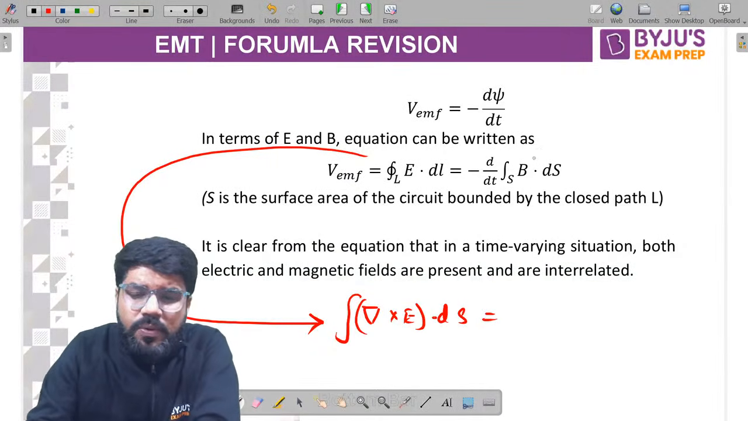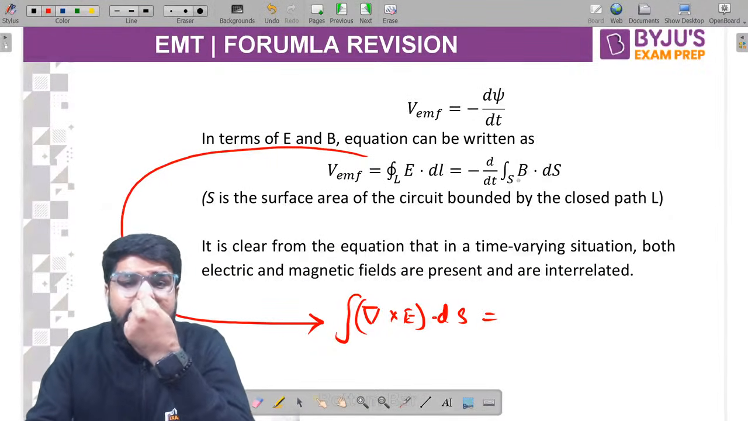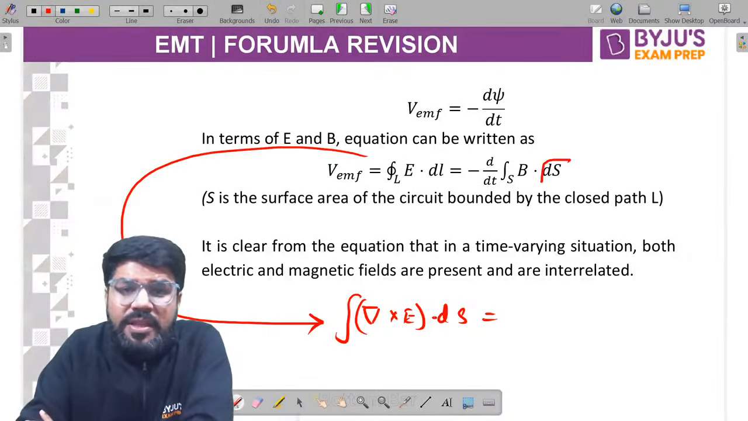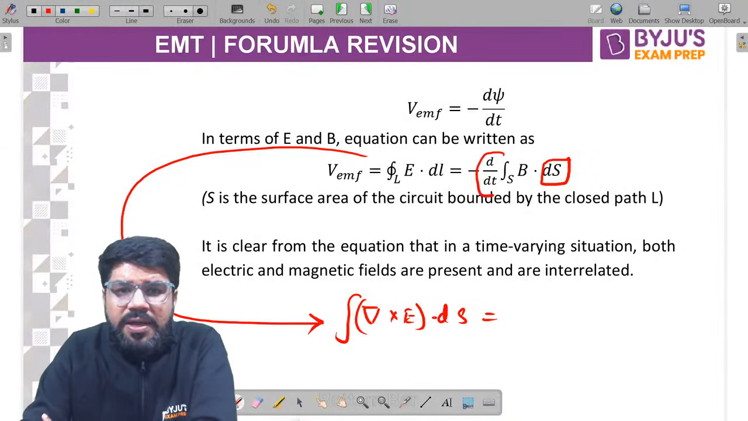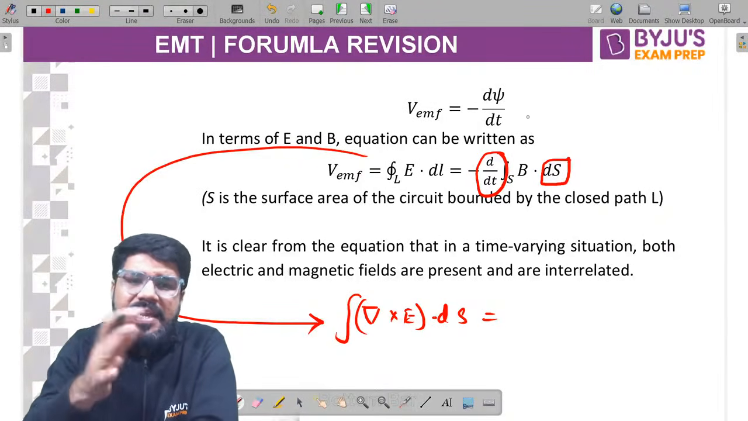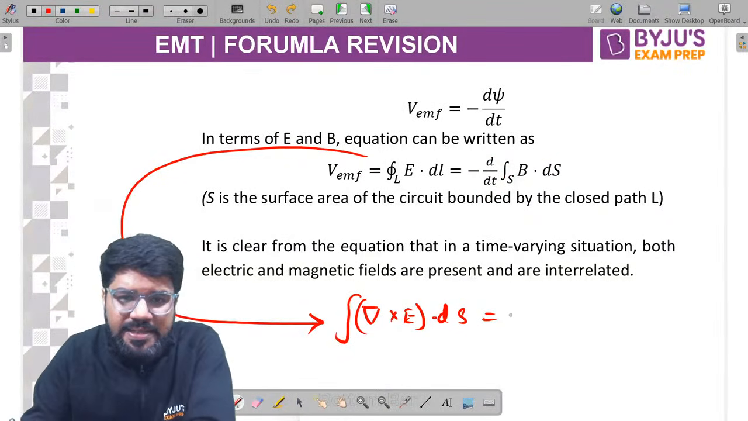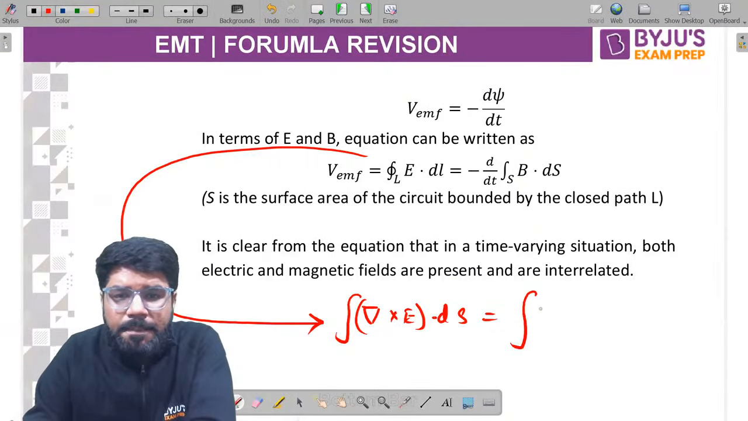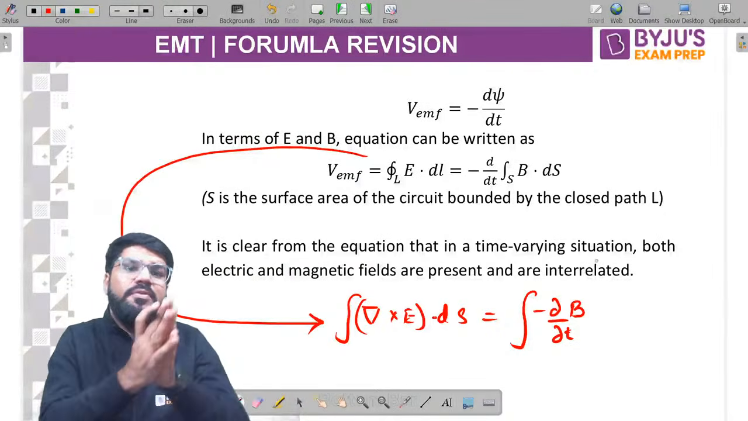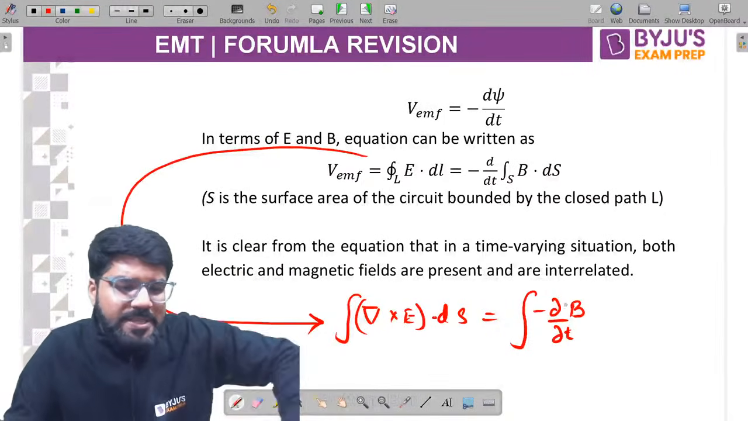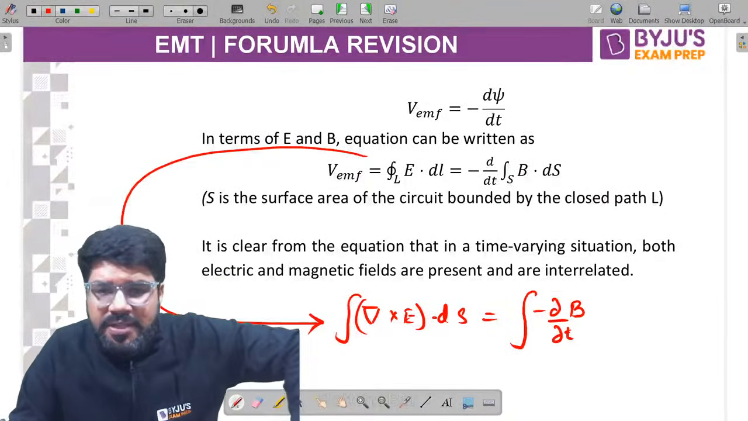This is equal to minus d by dt of B dot dS. Integration is with respect to a surface, not with respect to time. So the d by dt can be inside or outside. Let's take it inside. So this becomes minus del B by del t. Let's take the partial rate of change, because B is also a function of space, but I only want the rate of change with time. So let me specify this clearly as the partial differentiation.